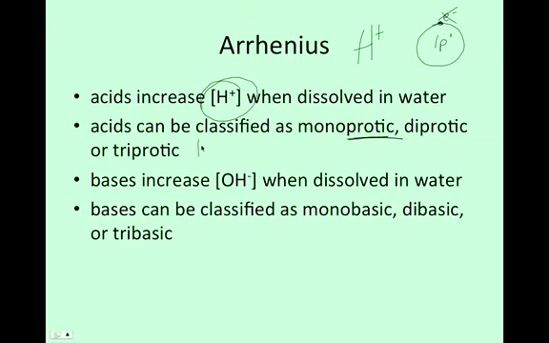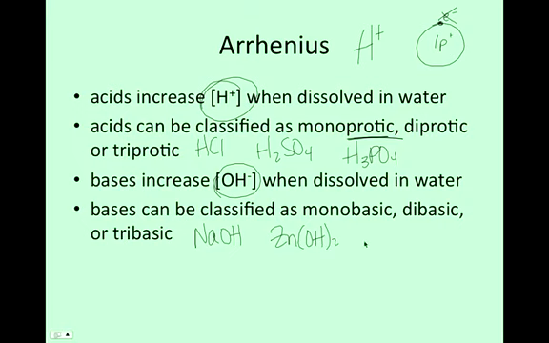An example of a monoprotic acid would be hydrochloric acid, the strong acid. Diprotic: H2SO4. This is a strong acid. It has a weak acid component to it, and I'll explain that later. And then triprotic would be H3PO4, phosphoric acid. Bases are either mono-, di-, or tribasic, also based on how many hydroxides they can generate. A monobasic example would be sodium hydroxide. A dibasic example could be zinc hydroxide. And tribasic could be aluminum hydroxide.